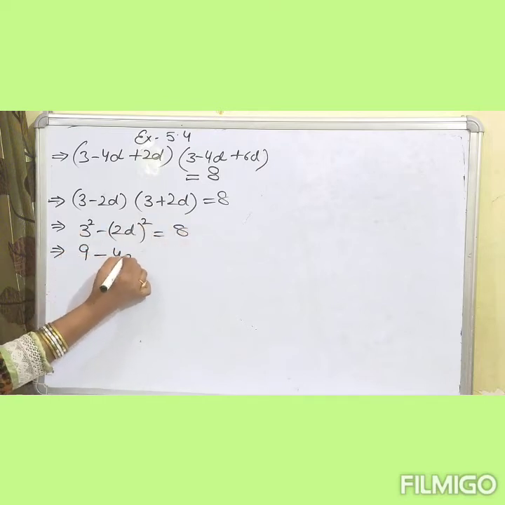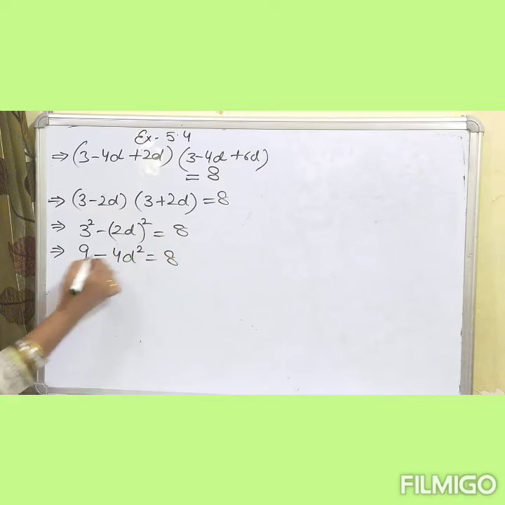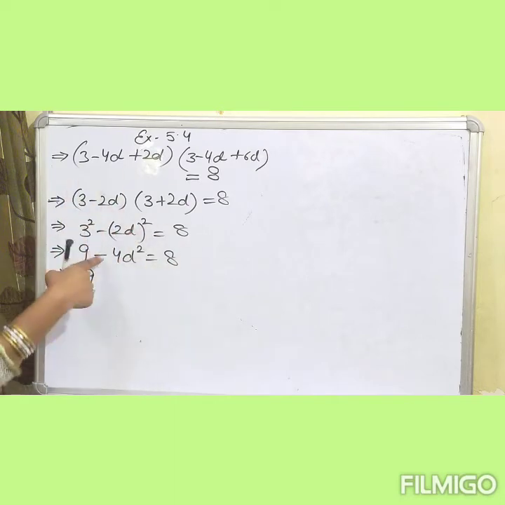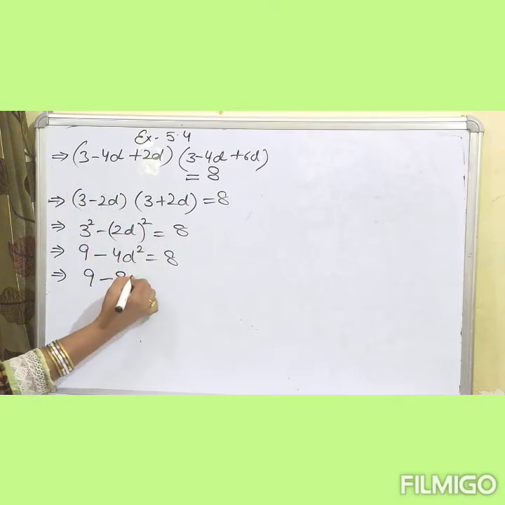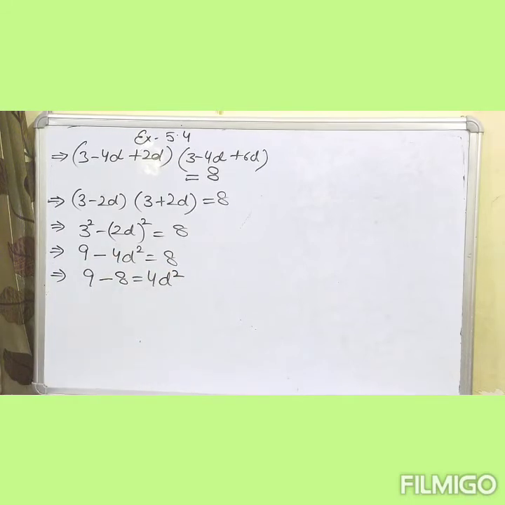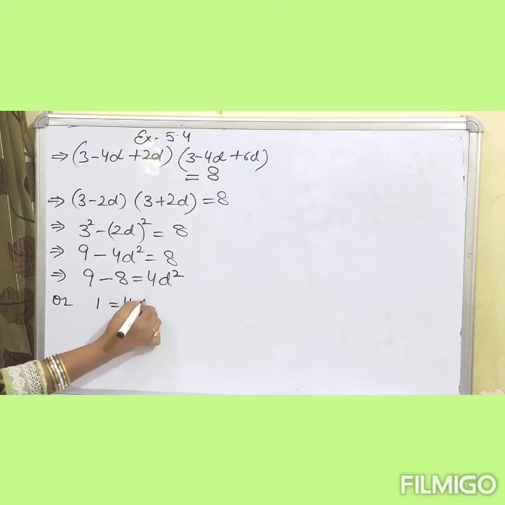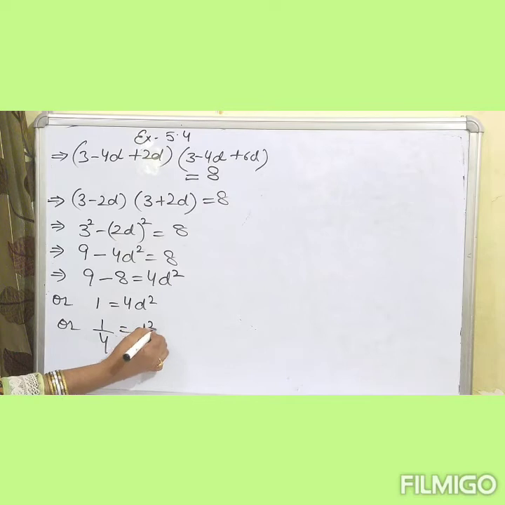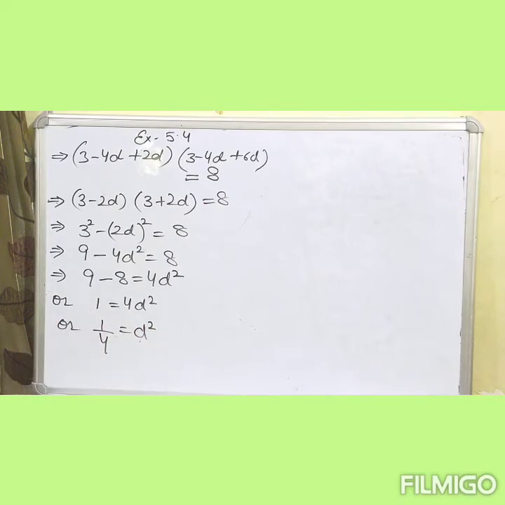So it will be 9 minus 4D square is 8. Take this 4D square to that side and 8 to this side. So it will be 9 minus 8 equals 4D square, or we can write it as 1 equal to 4D square, or 1 upon 4 equal to D square. And if I want to remove this D square, what happens then?